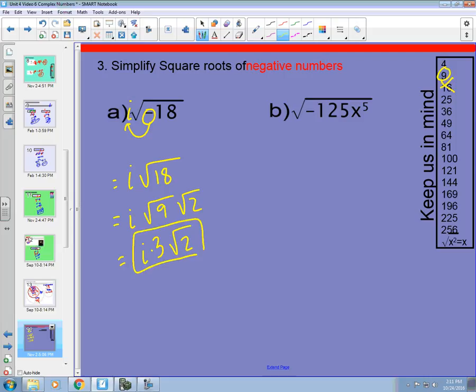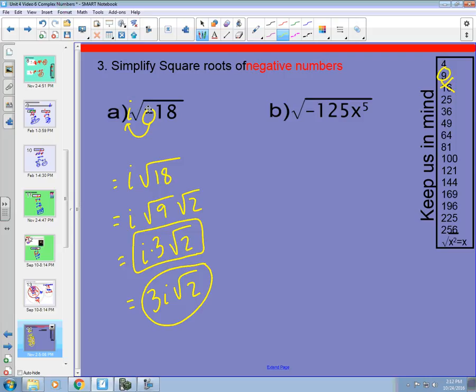That's correct. Most of the time, though, i is written after any whole numbers, so usually you'd see it written like this. Not a big deal. I would take either answer. They're saying the same thing. It doesn't really matter the order that you multiply things.